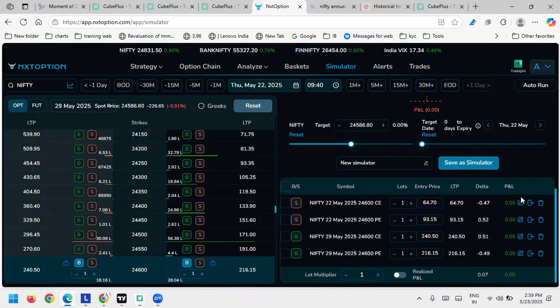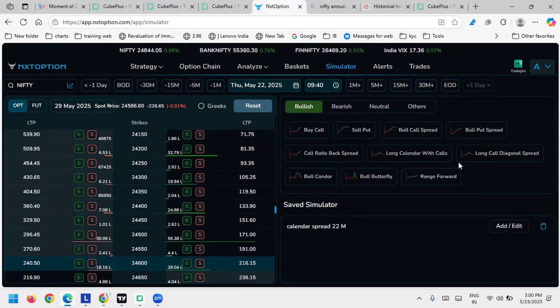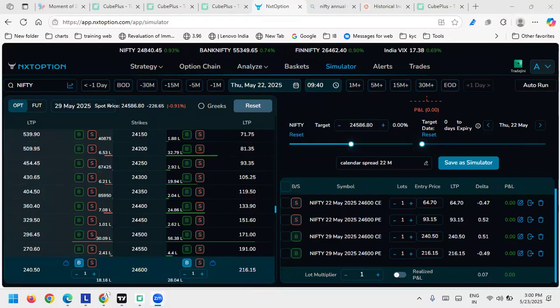Now remember, usually a calendar spread, we square it off at the end of the day. I mean, that's a best practice. Usually people do that. Now, if you want to save this, you can save it as calendar spread, 22nd May. Okay, so I'm saving it. So you can see around 9:40 yesterday, I sold the 24,600 call and 24,600 put, and to protect it, I bought the 24,600 call and 24,600 put of 29th May.